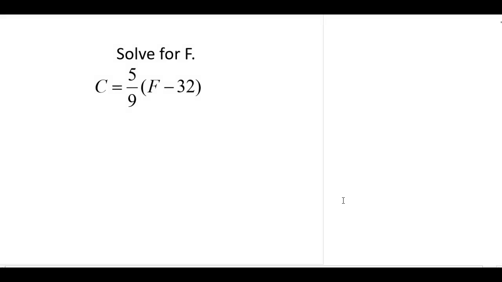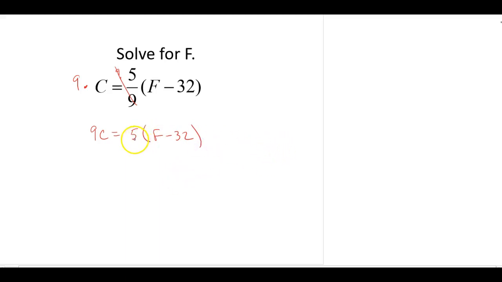Now this one is a little tricky, right? When I go to do this one, a lot of people will distribute the 5/9, but that ends up making kind of an ugly fraction. So what I do is I get rid of the 5/9 first, right? I'm going to multiply both sides by 9. Remember, I only multiply what's outside the parentheses here. So I would get 9c equals 5 times f minus 32.